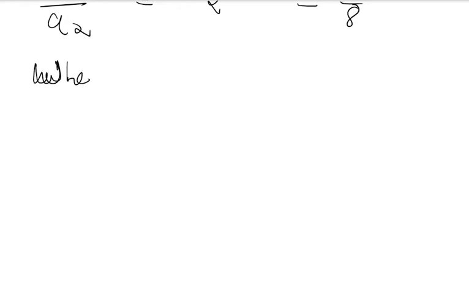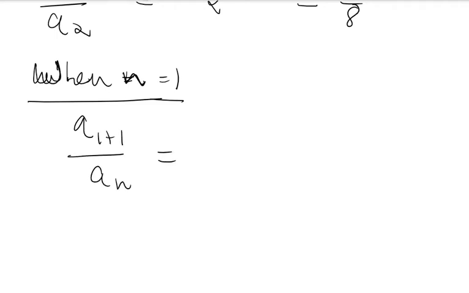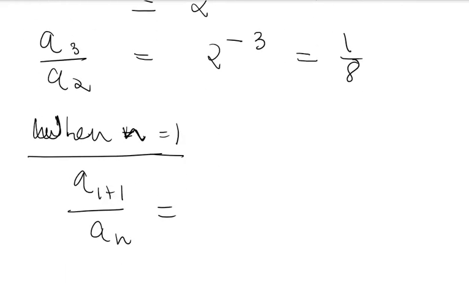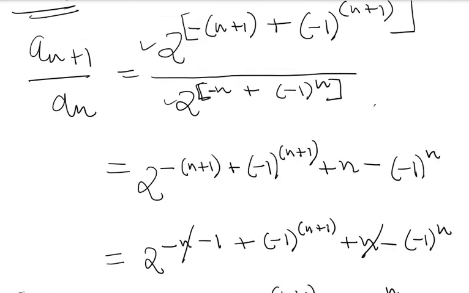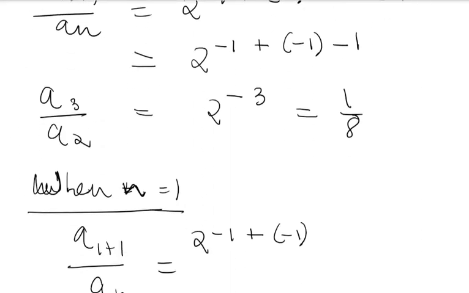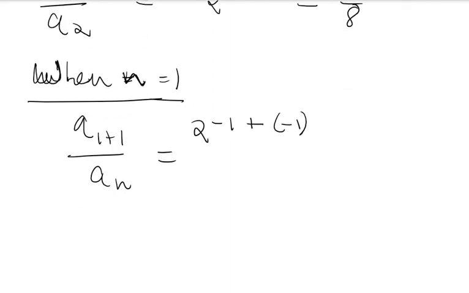when n is equal to 1, then what do we have? a(n+1) divided by a(n) is equal to, what is that? 2 to the power minus 1, plus minus 1 to the power, what was it, n plus 1, right? Yeah, n plus 1. So minus 1 to the power 1 plus 1, of course.